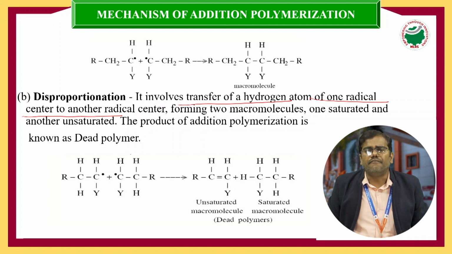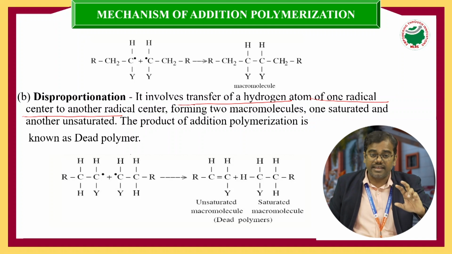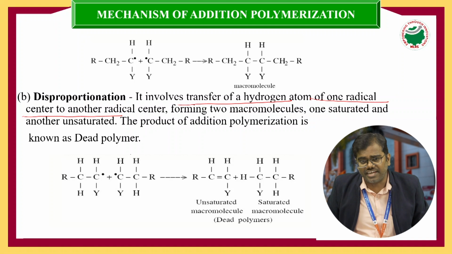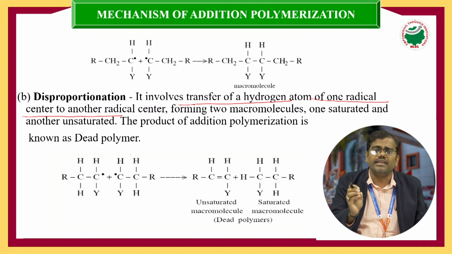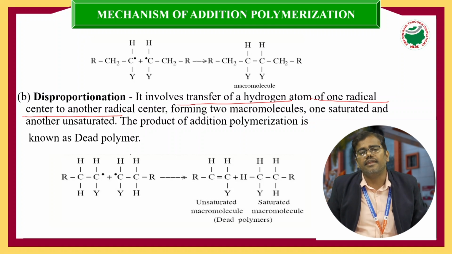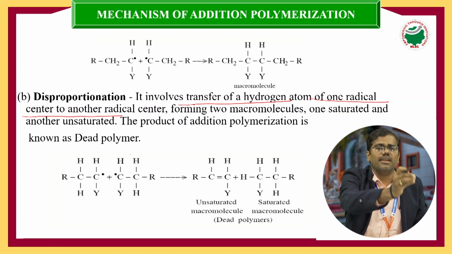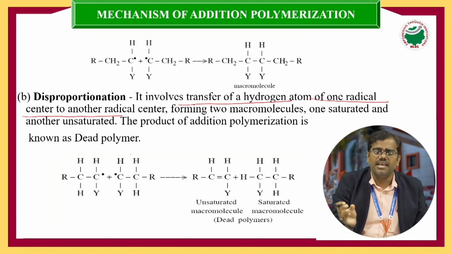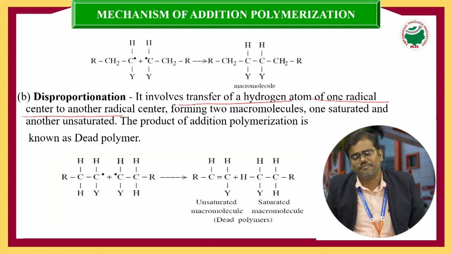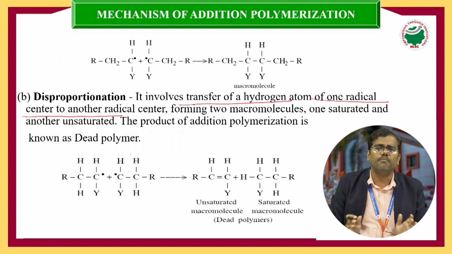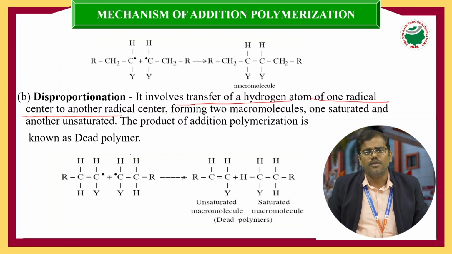In this way, because free radicals initiate the polymerization reaction, addition polymerization can also be called free radical chain polymerization. Free radicals are involved automatically in the polymerization process, and the polymeric chain keeps growing. This is one of the most important topics: addition polymerization with suitable examples.